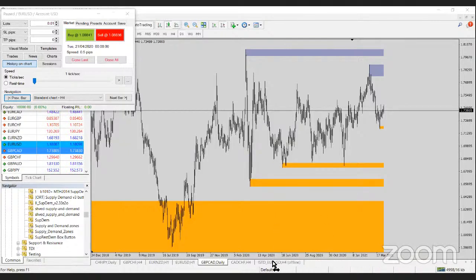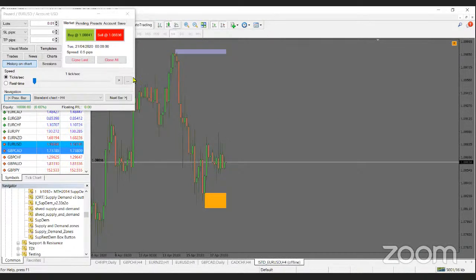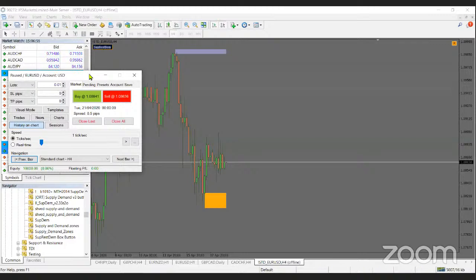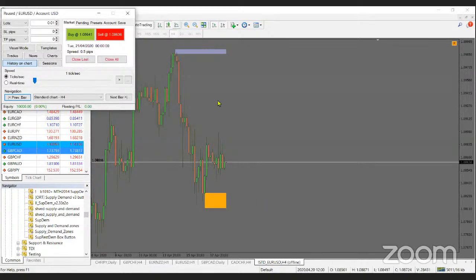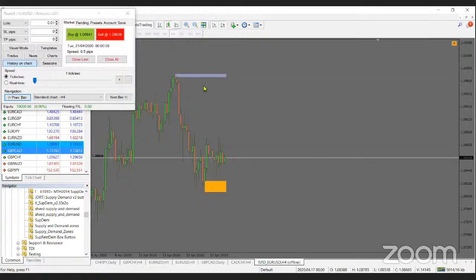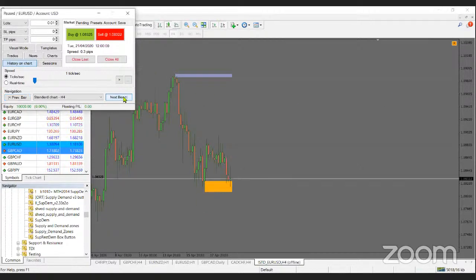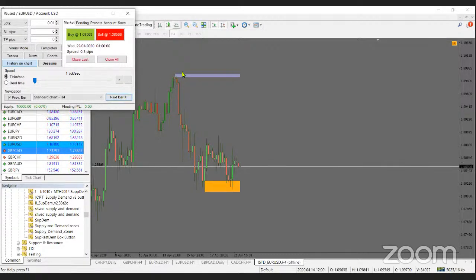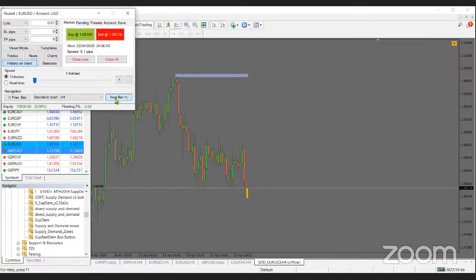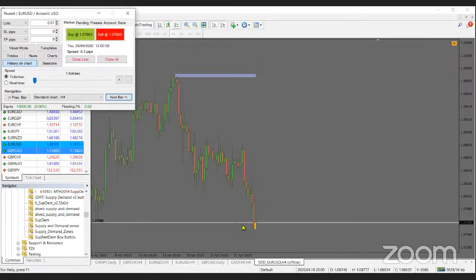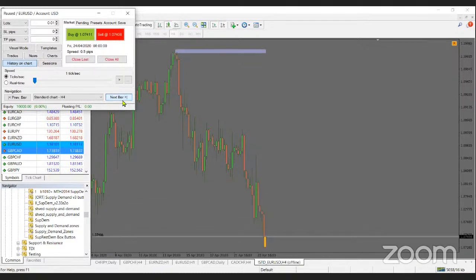So let me change to this. Let me shift this box away. You can see that this is still the same indicator, supply and demand. This particular EA enables me to click bar by bar and let you all see how this indicator actually functions. So cool, right? You can see that the box, once it's there, will appear and disappear depending on price itself.